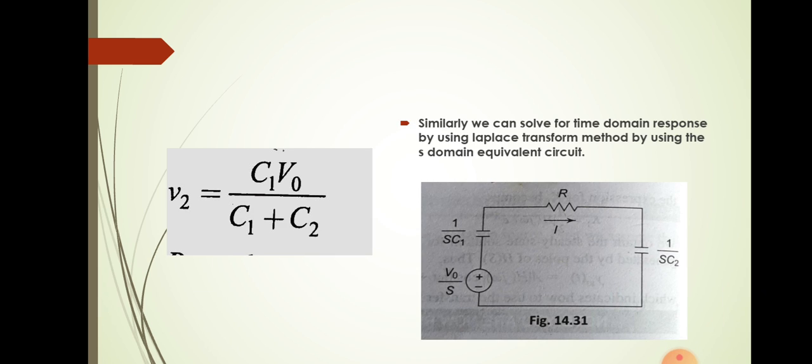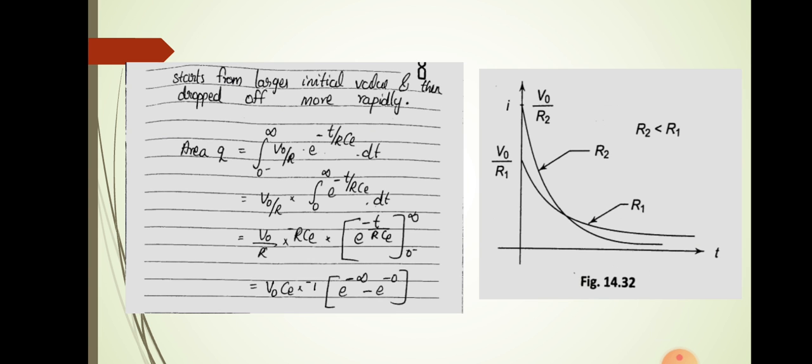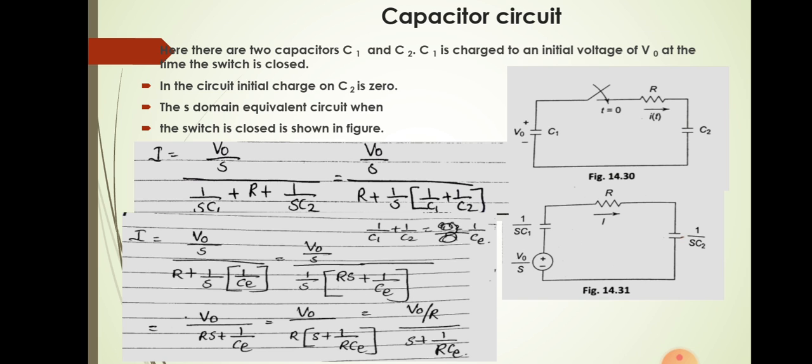At that time the voltage across C2 will be equal to V0 into C1 divided by C1 plus C2. Since it is a capacitive circuit, we can use the voltage divider rule, so the voltage across C2 will be equal to V0 into C1 divided by C1 plus C2.